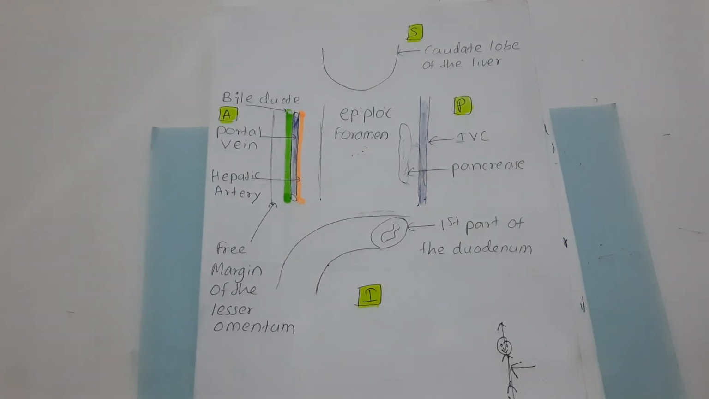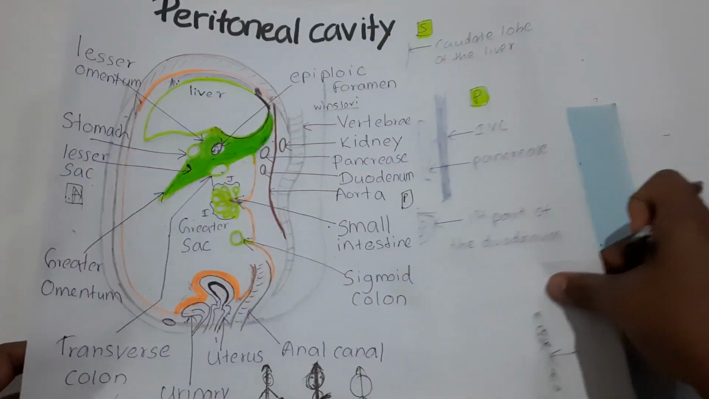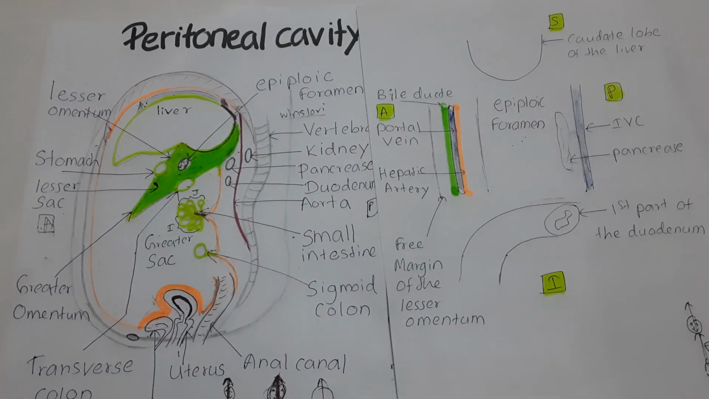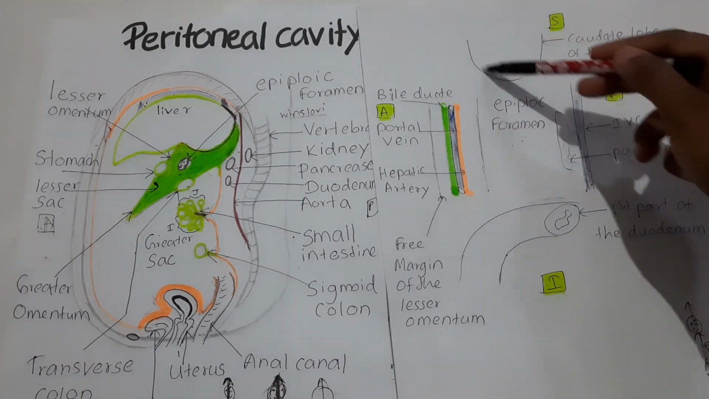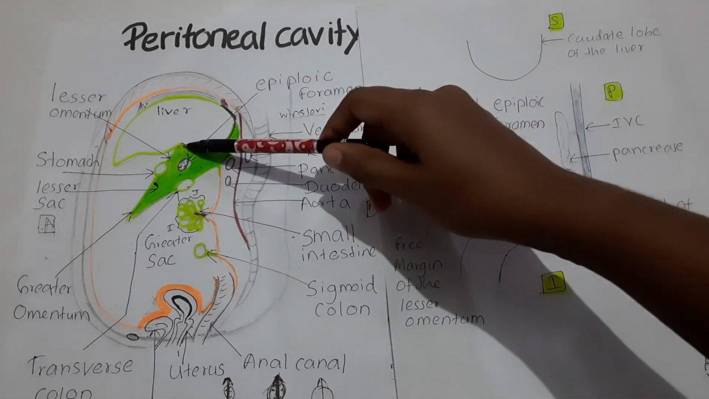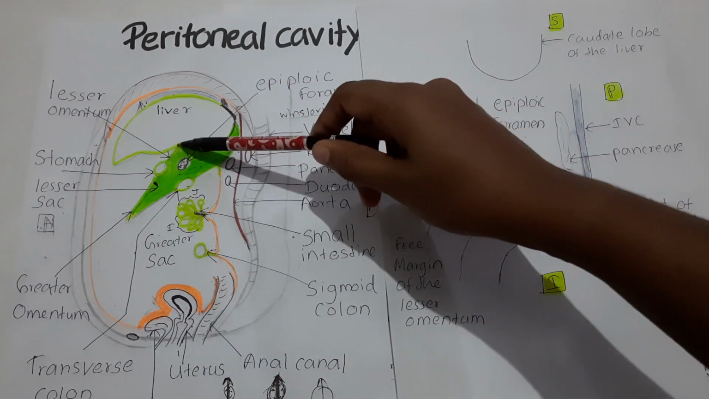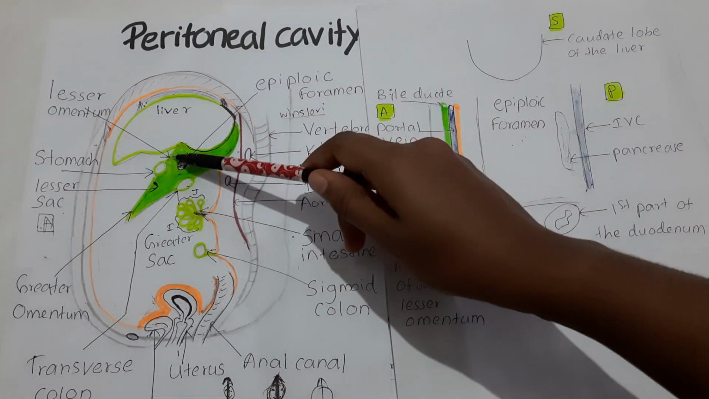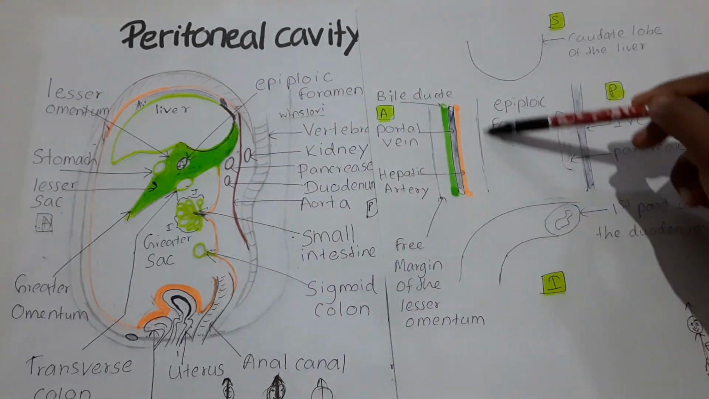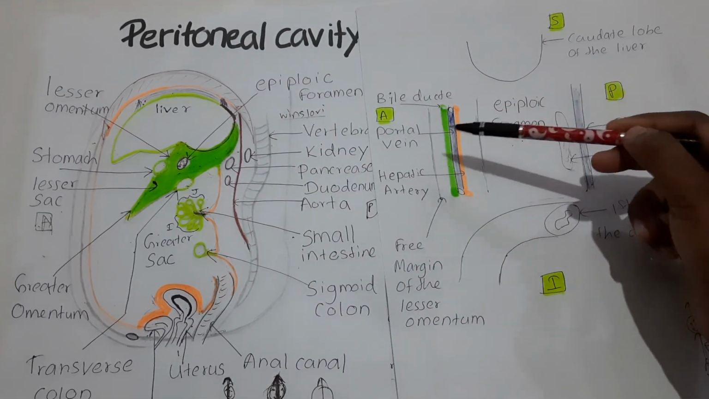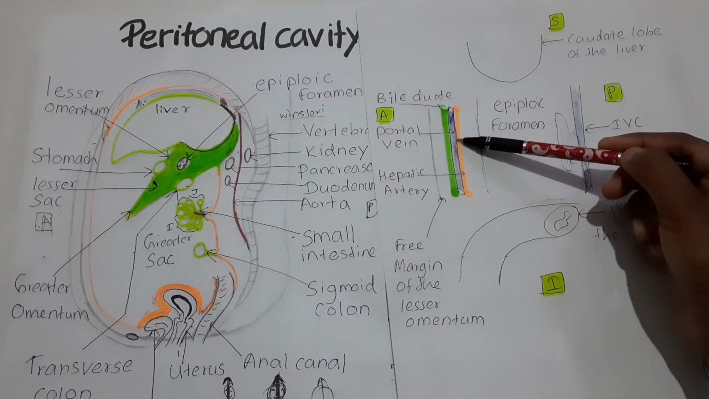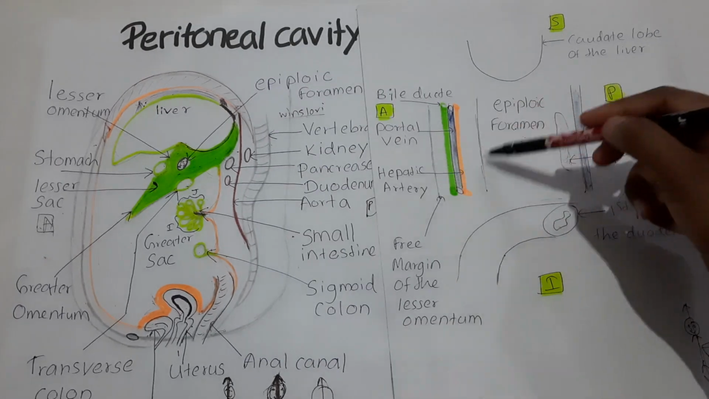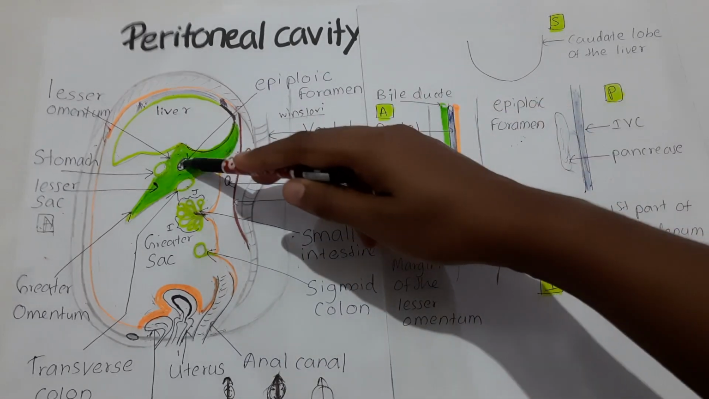Here it is. We can compare both. So here, this is the epiploic foramen, superiorly the caudate lobe of the liver. You can see it, epiploic foramen, superiorly the caudate lobe of the liver. Anteriorly, here you can see it's the lesser omentum. So this is the free margin of the lesser omentum. It contains the bile duct, portal vein, and hepatic artery. This area. So this is the anterior border of the epiploic foramen.